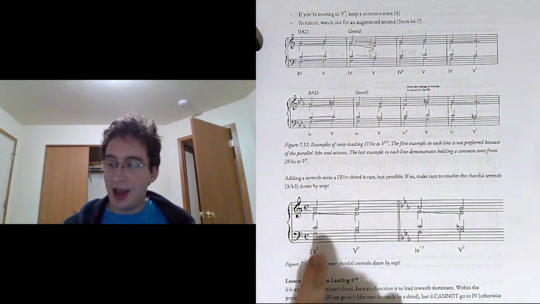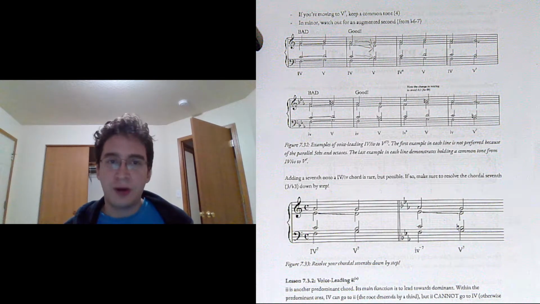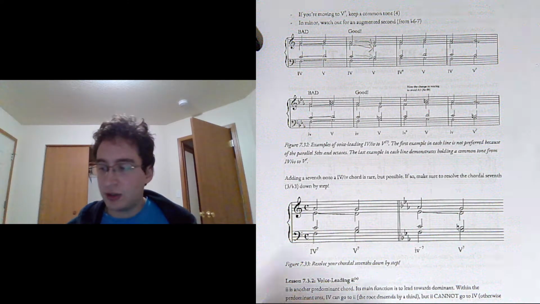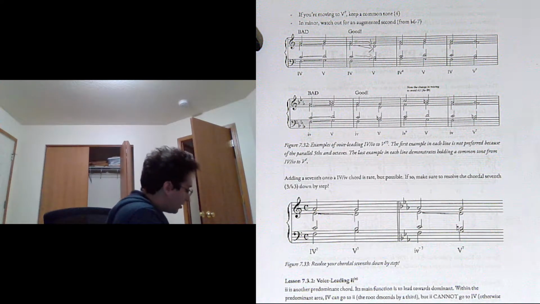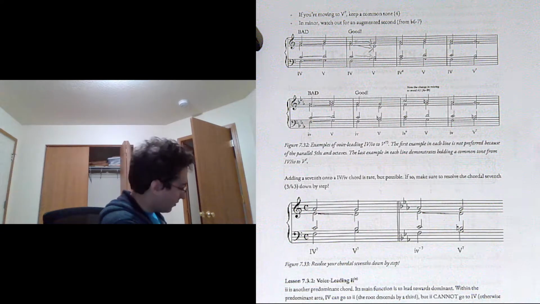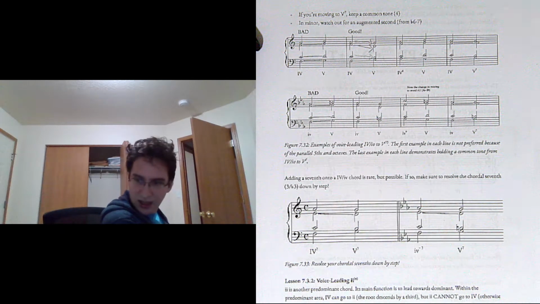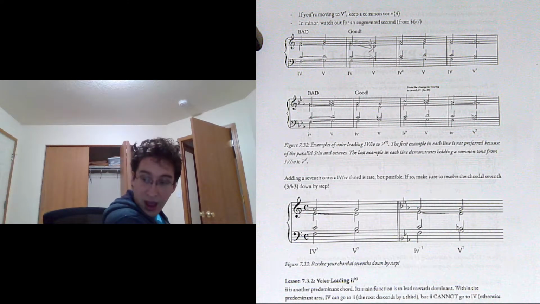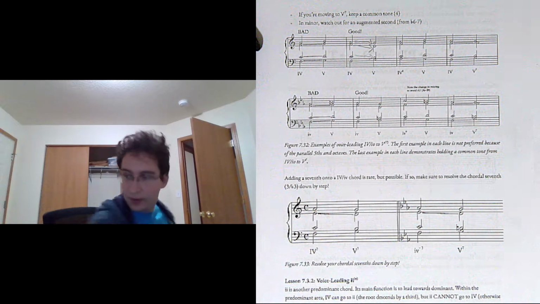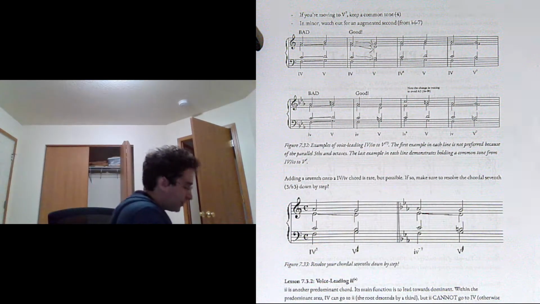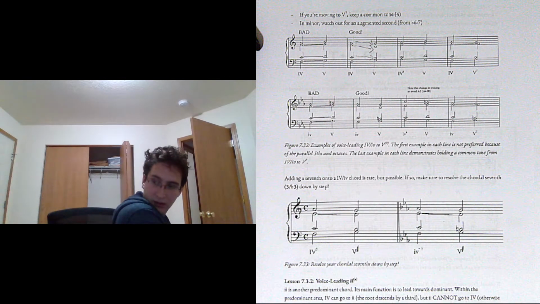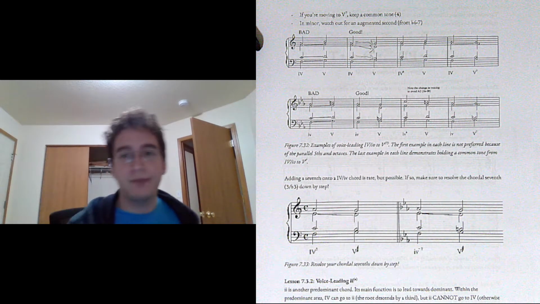If it's possible to add a seventh onto your 4 chord, it's not super common, but it does happen. If so, all you want to make sure is that you take your chordal seventh and you resolve it down by step. So in major, you'd have four, six, two, and 4, 6, 1, and 3. There's your chordal seventh resolved down by step to your 5. That's just a regular 5 chord, not a 5-7 chord. Same thing in minor. Minor 7 to your 5 chord. So that's what's going on there.